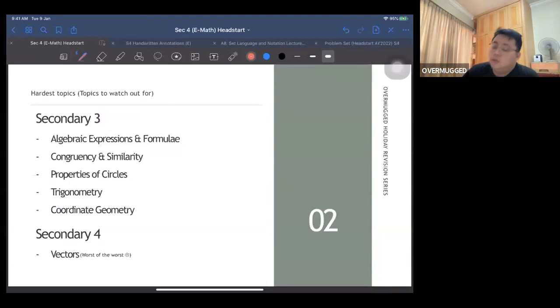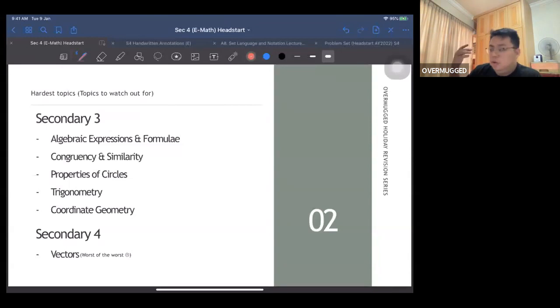It's the same for the properties of circle topic. A lot of people cannot see the diagram. When all the lines start to get very funky or the diagrams get very tough, that's where people start to struggle. So these two topics will confirm come out for O's. You need to focus on them and practice a lot on them.